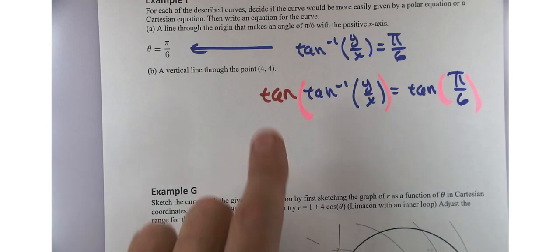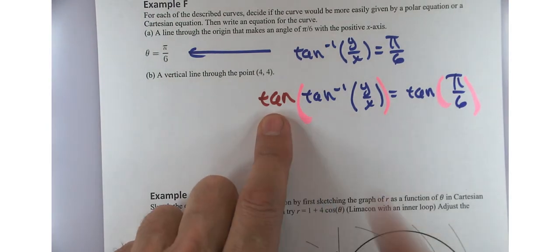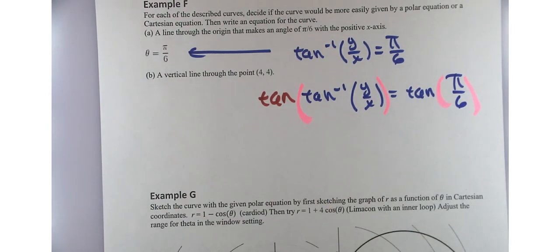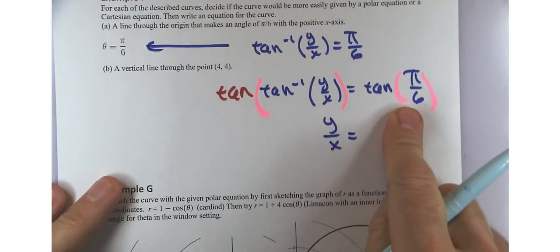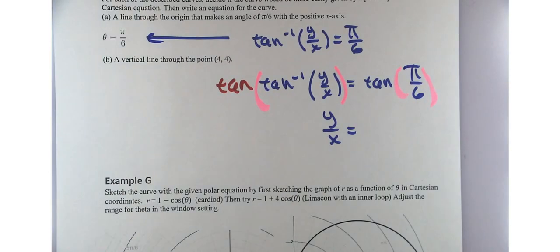Let's take a look at the left-hand side first. What's the tangent of the tangent inverse of y over x? What happens with those two functions when they collide? Yeah, it's like your particle and your antiparticle. When they collide, they annihilate each other. All you're left with is y over x equals, here's a good question for you. What's the exact value of tangent of pi over 6?